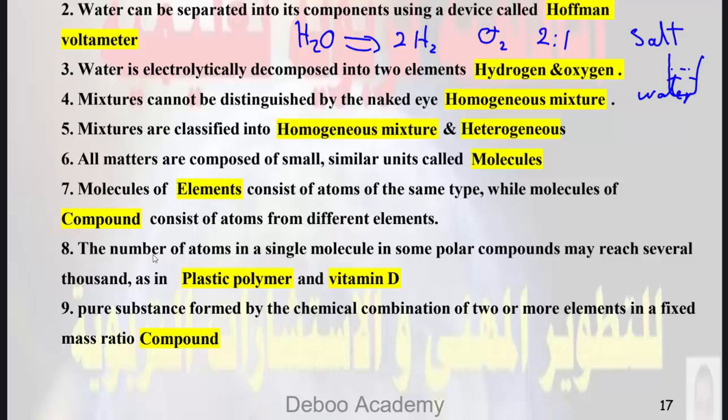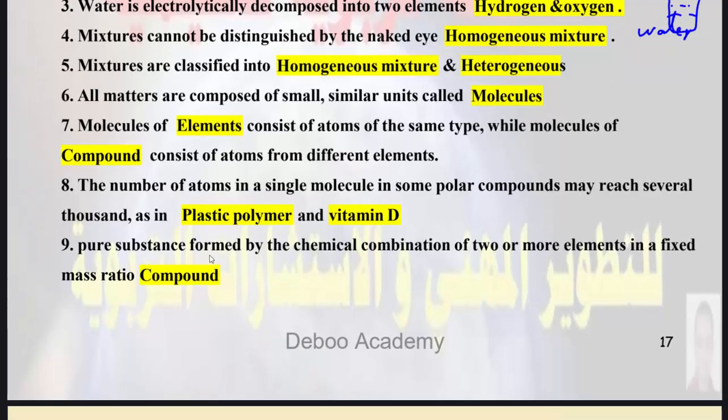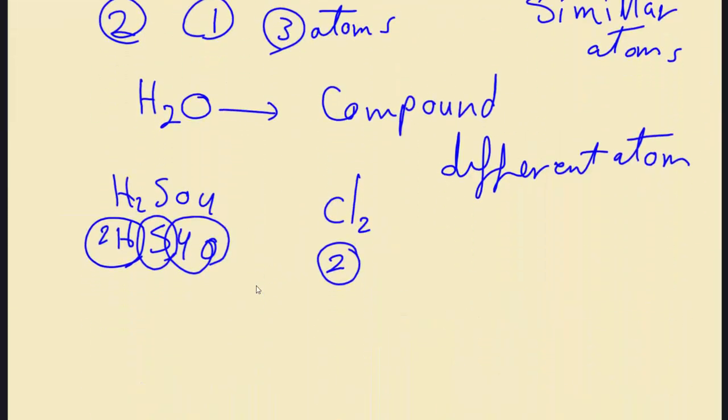Move to 8. The number of atoms in a single molecule in some polar compounds may reach several thousand, as in plastic polymer and vitamin D. A pure substance formed by chemical combination of 2 or more elements in a fixed ratio is called a compound.